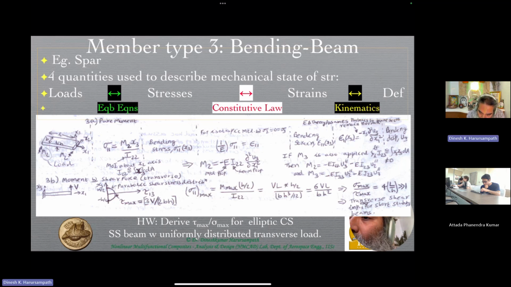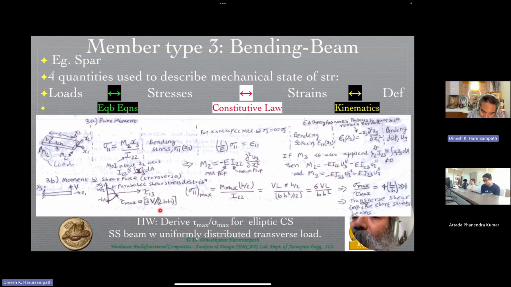Now coming to the x3, we saw that the maximum value is h by 2, which is what you see over here. And the I22 for a rectangular cross section is very simple. As you know, it's b h cubed by 12, which is what you see over here. The breadth times the height to the power 3 divided by 12. Once you simplify that, you see that it becomes 6VL by b h squared. Okay. So that's as far as sigma 11 max is concerned.